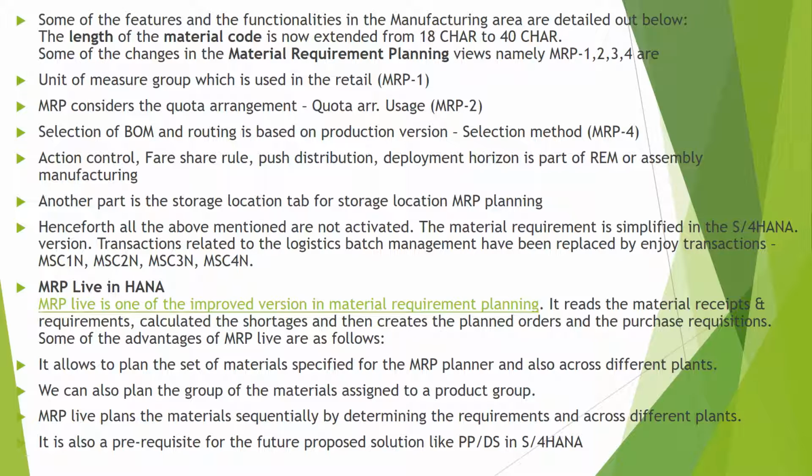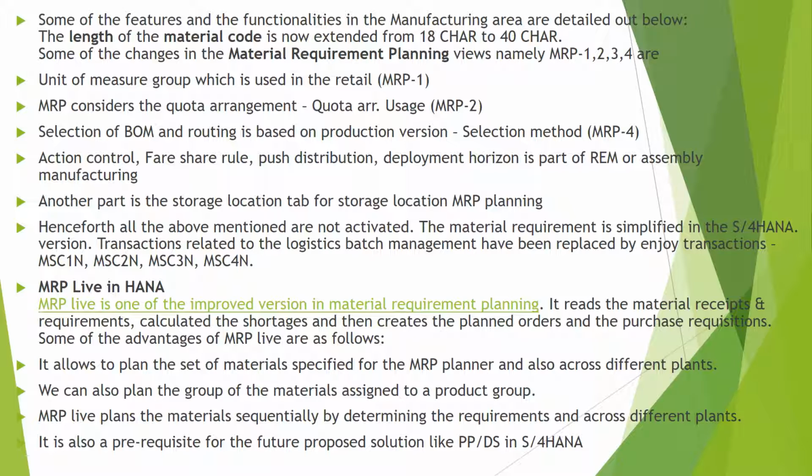And MRP considers the quota arrangement. So the quota arrangement usage is in the MRP 2 view, and selection of BOM and routing is based on the production versions. The selection method I already discussed in the MRP 4 view. Action control, fair share rule, push distribution and deployment horizon are part of repetitive manufacturing or assembly manufacturing. Another part is the storage location tab for storage location MRP planning, right?